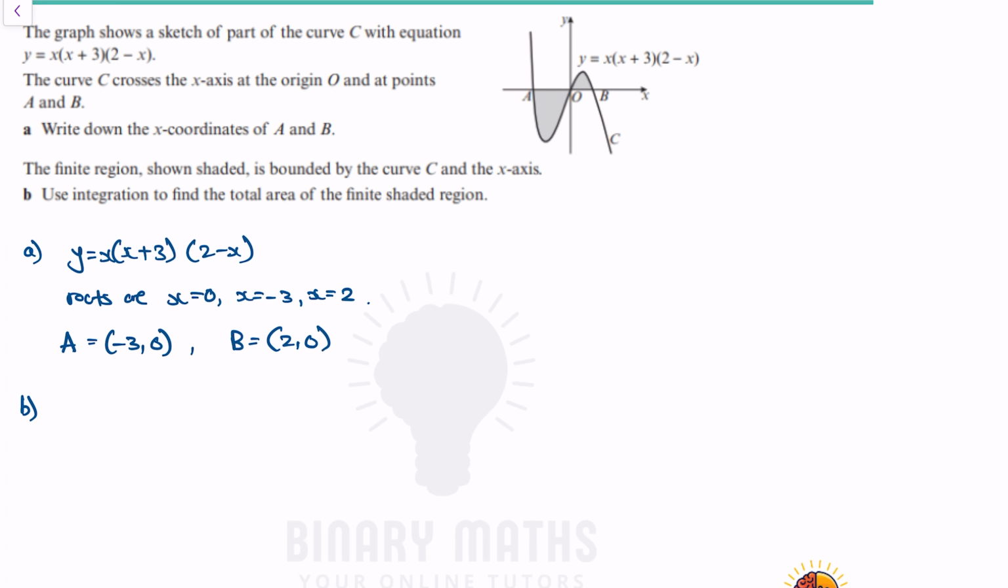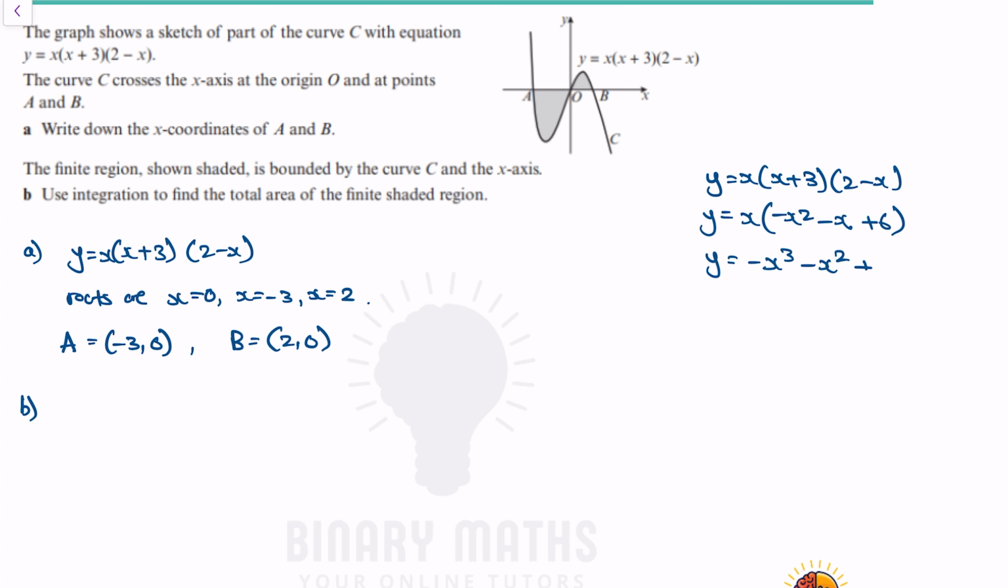It says the finite region shown shaded is bounded by the curve C and the x-axis. Use integration to find the total area of the finite shaded region. The first thing I'll do is expand the bracket, because I know y is equal to x times x plus 3 times 2 minus x. So y will be minus x squared, minus 3x plus 2x gives me minus x, and then 3 times 2, which is 6. When I expand it out, I get minus x cubed minus x squared plus 6x.